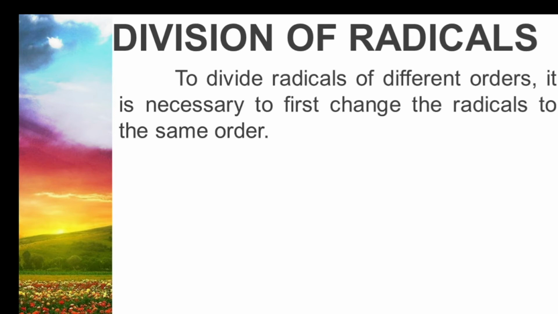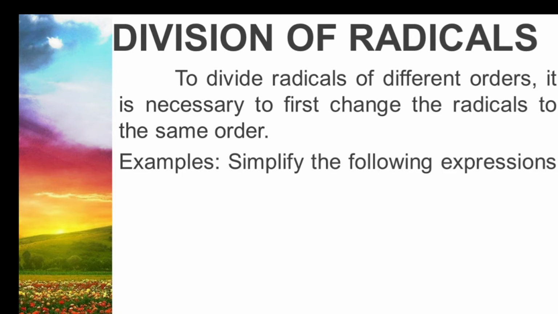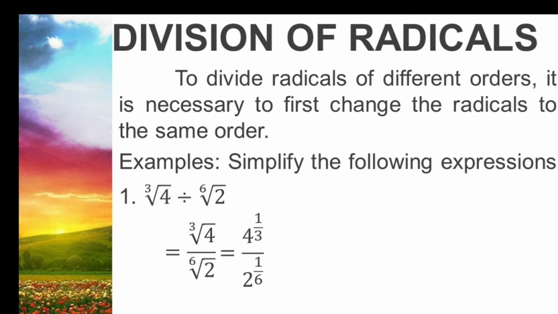To divide radicals of different orders, it is necessary to first change the radicals to the same order. Example, cube root of 4 divided by the 6th root of 2. So we change the radical expression to expressions with fractional exponents. So cube root of 4 is changed to 4 raised to 1/3, while the 6th root of 2 is changed to 2 raised to 1/6.